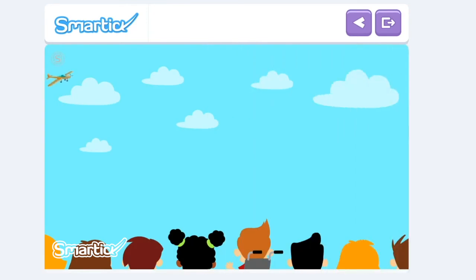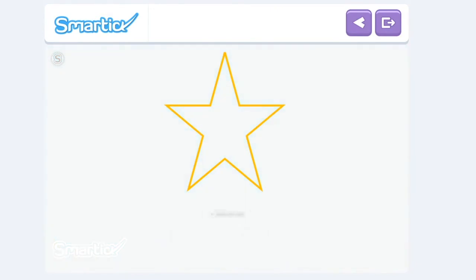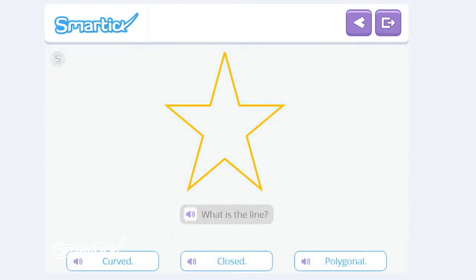To finish, a new plane is going to make a stellar performance. It is leaving a trail of gold smoke and it draws a star. Do you know what type of line has been drawn? Select all of the correct options. Remember to select all of the correct options.